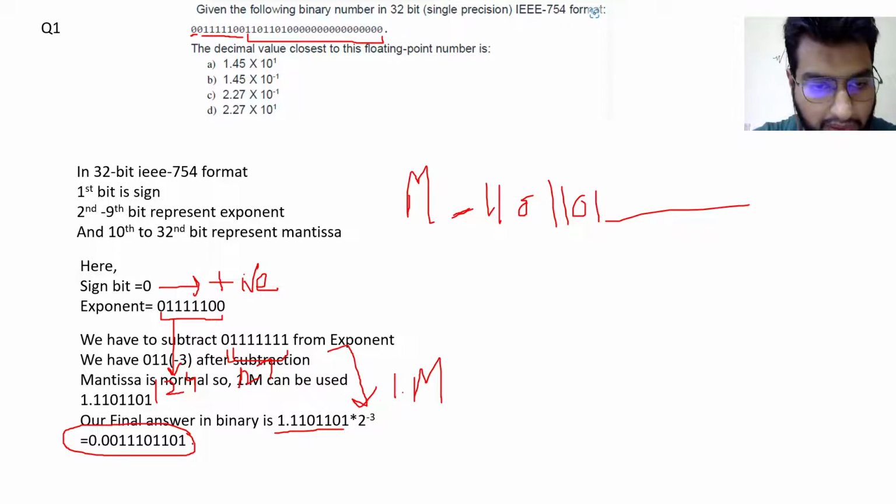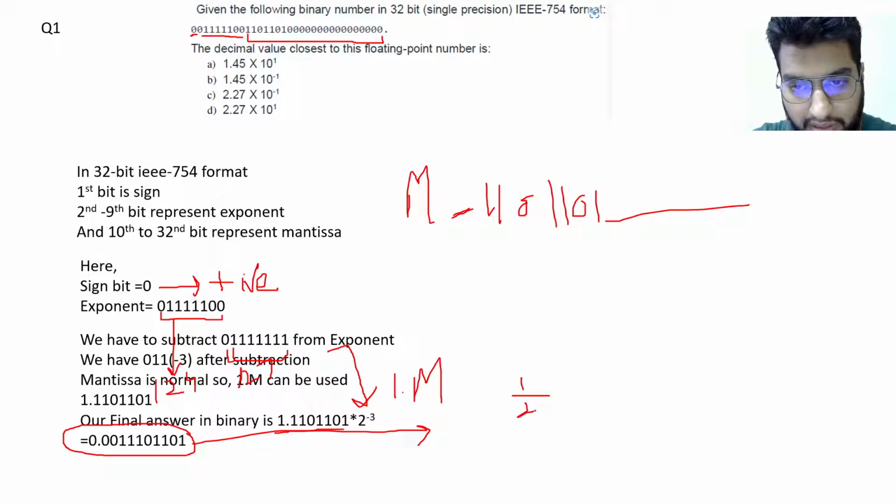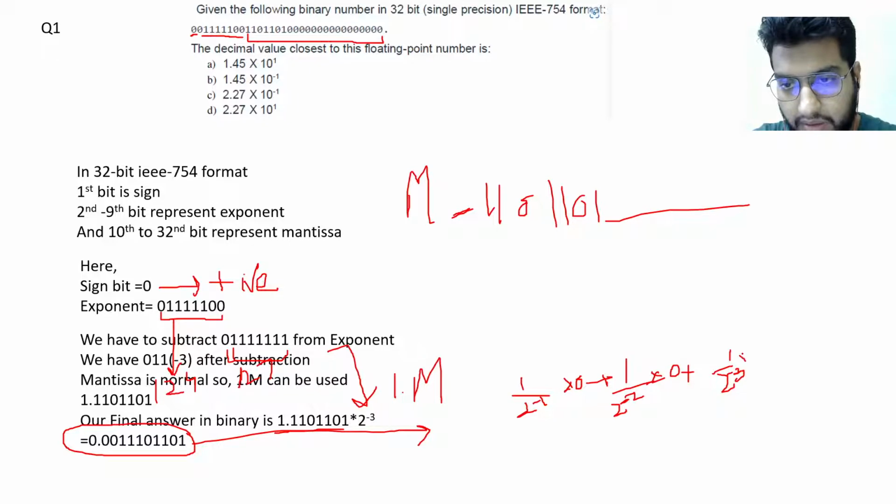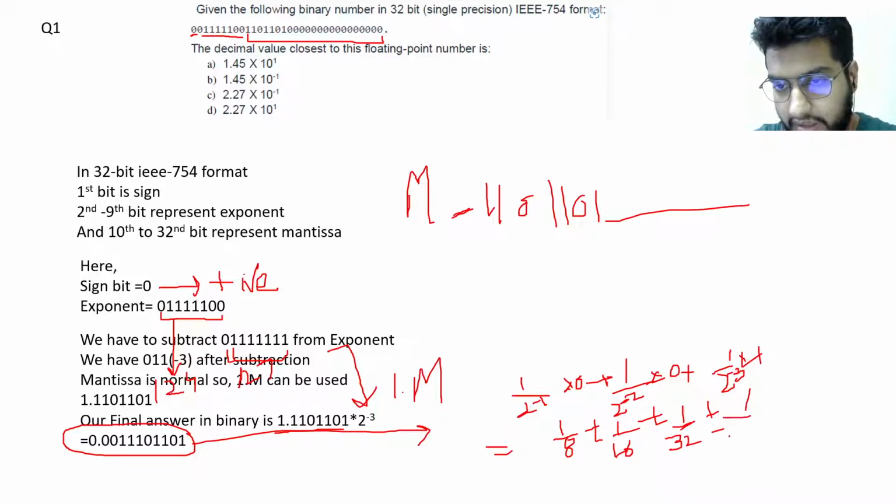So what we do is we convert this number to decimal. So how we do it is, it is 1 by 2 to the power minus 1 multiplied by 0, plus 1 by 2 to the power minus 2 multiplied by 0, plus 1 by 2 to the power minus 3 multiplied by 1, plus so on, and it will finally be equal to 1 by 8 plus 1 by 16 plus 1 by 32 plus 1 by 128 plus 1 by 256, and finally 1 by 1024.